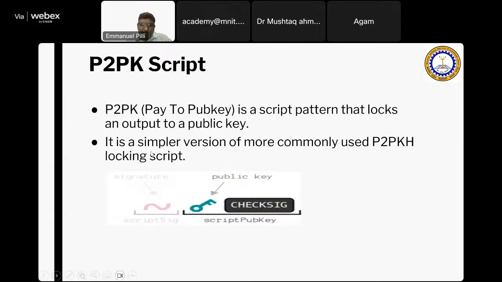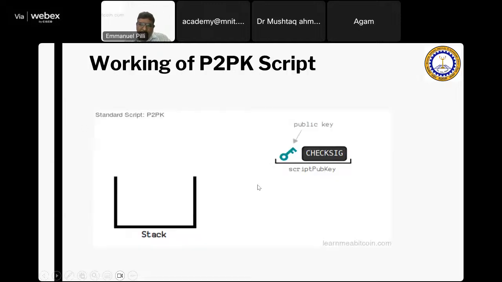But anyway, this is another one: pay to public key, P2PK. The 2 in "to" is replaced by the number 2. So P is always "pay to". The remaining parts are PK, PKS, PK hash, PK witness. So all those things come in, right? It's a script pattern that locks an output to a public key. It is a simpler version of the more commonly used P2PKH, right?